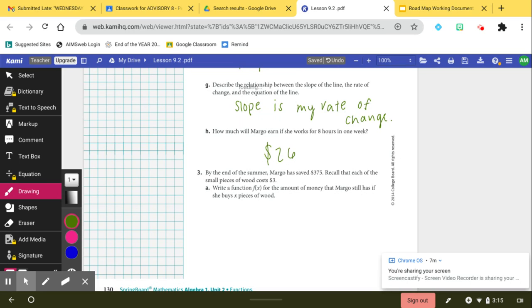So it says, by the end of summer, Margot has saved $375. Recall that each small piece of wood costs $3. So it says, write a function, f of x, for the amount of money that Margot will still have left if she buys x number of pieces of wood. So we have f of x. Well, she starts off with $375, and then we're taking away $3 per piece of wood, so it'd be minus 3x.